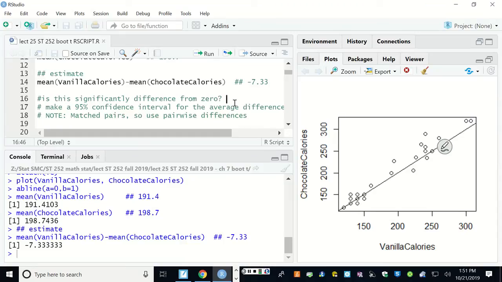So our estimate of the difference could be the estimate of those differences there. And so we want to ask the question: is this significantly different from 0? If we make a 95% confidence interval, is it going to include 0, no difference? Or is it all going to be positive? Well, it's going to be negative if we've done it this way, vanilla minus chocolate, because the chocolate was bigger. This is a matched pairs because each chocolate and vanilla was done under the same brand. So we really want to take differences and treat it as one sample of differences. They're not two independent samples because of the same brand.